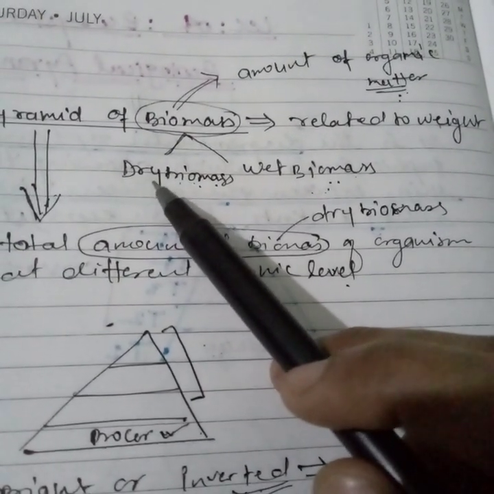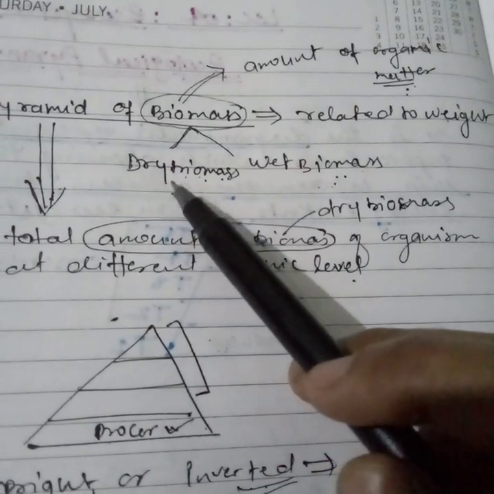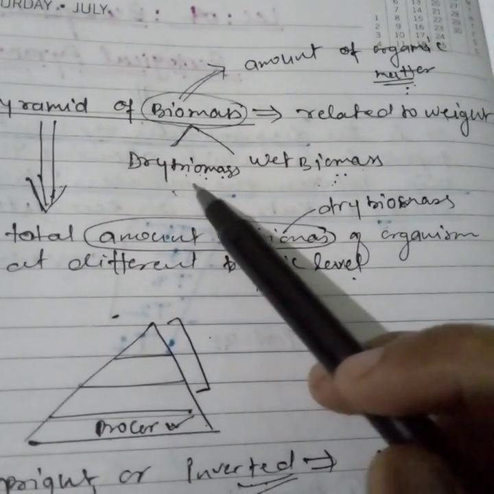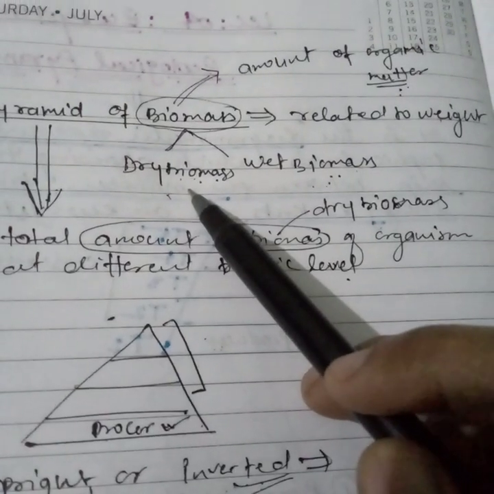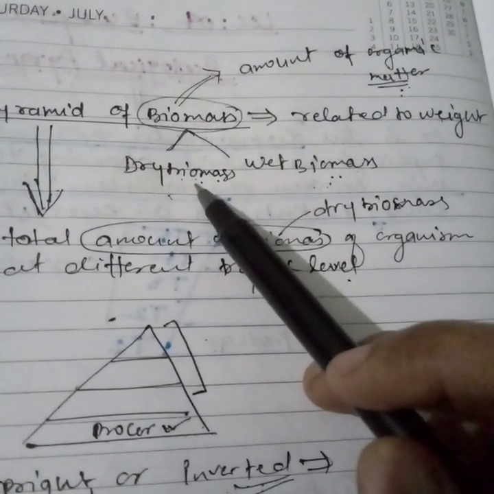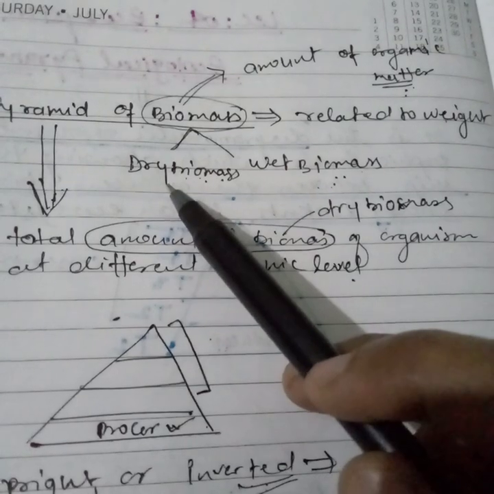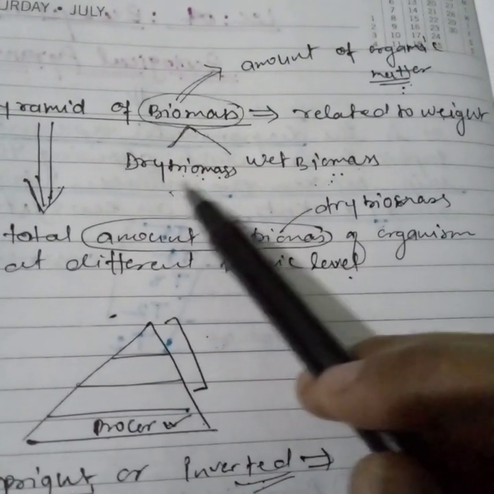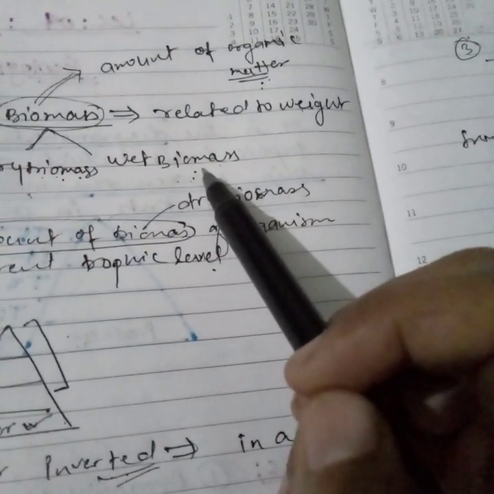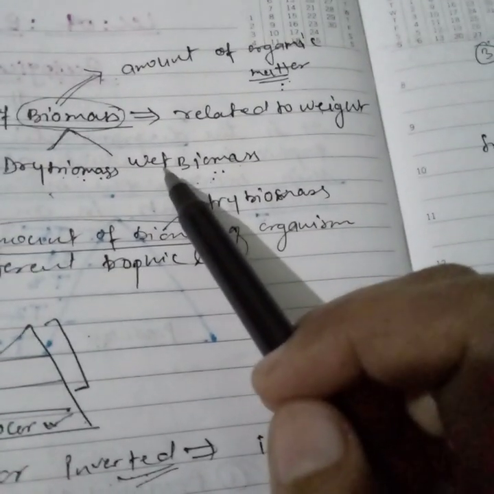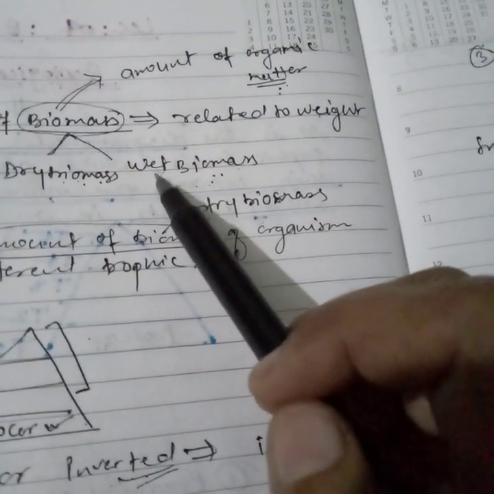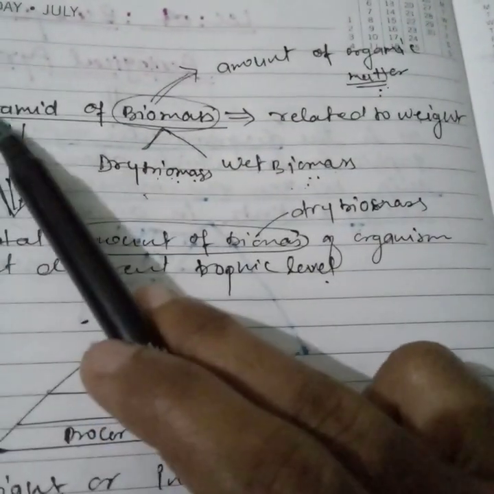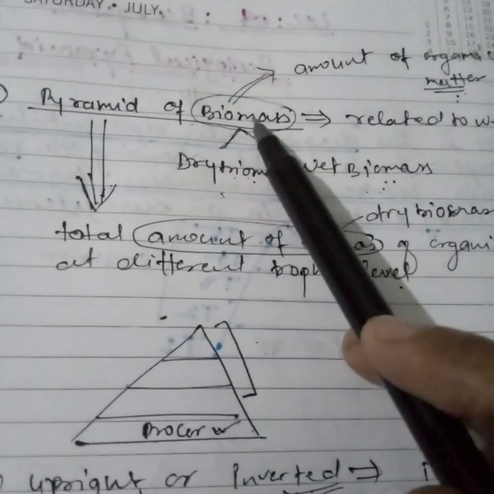Whenever water content is eliminated, that biomass is called dry biomass. If there is a lack of water content in biomass, that is called dry biomass. And whenever biomass contains liquid, the water content, that biomass is known as wet biomass. So what is a pyramid of biomass?